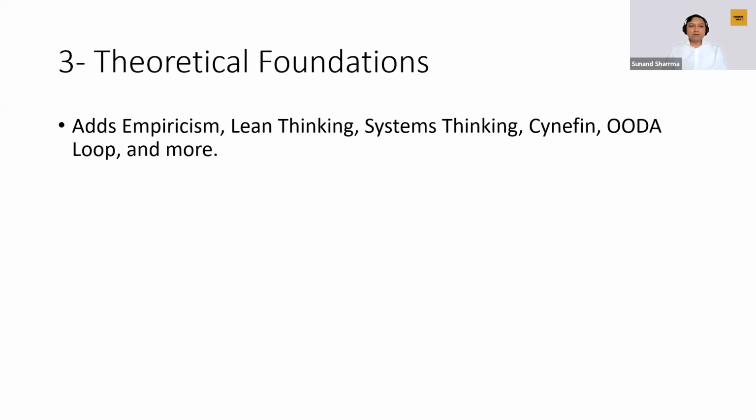Now, theoretical foundation. This is where the expansion pack really shines. It brings a lot of theory to help teams understand why Scrum works. It talks about empiricism, lean thinking, systems thinking, and even frameworks like Cynefin and the OODA loop. For example, Cynefin helps you decide whether a problem is simple, complicated, complex, or chaotic, and how to respond accordingly. This is pure gold for teams working in uncertain environments. This helps teams better understand the complexity and adapt more effectively. So that's the third major difference.